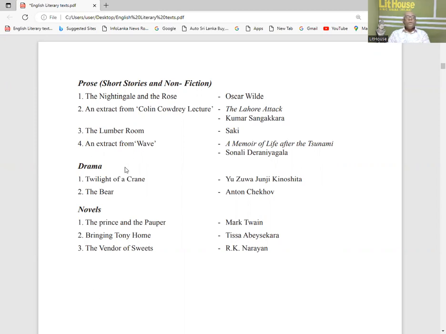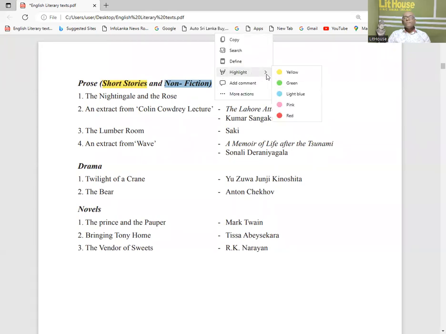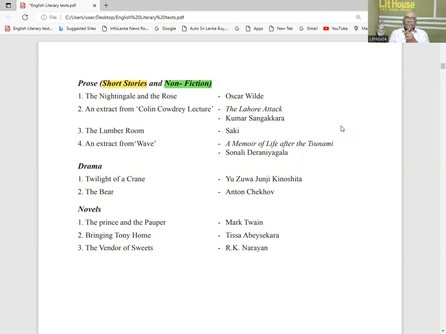Okay. Now prose. There are short stories and non-fictions. Ketikata, short stories, non-fiction, ketikata, novel. Satyakata. Non-fiction is true stories. Short stories are fictitious, untrue stories. Right.